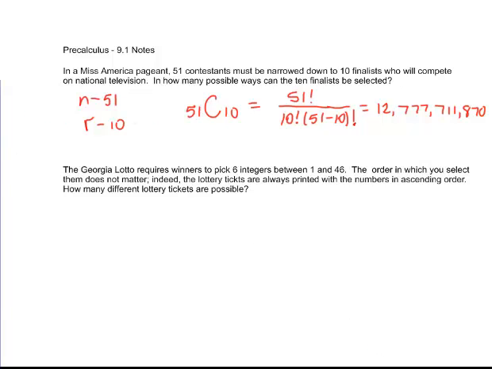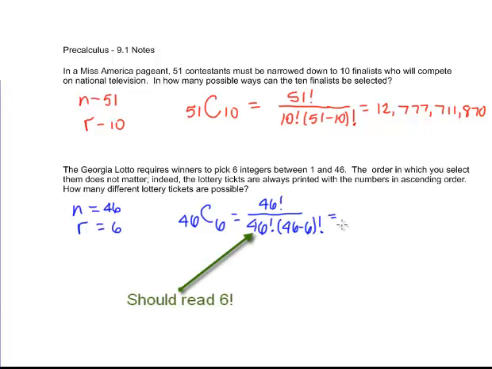Well, you've got 46 items to choose from, and you're choosing them 6 at a time. So you're looking at 46 combinations of 6, which is 46 factorial over 6 factorial times 46 minus 6 factorial. And when you get done doing that, you end up with 9,366,819 different ways to choose your lottery ticket.